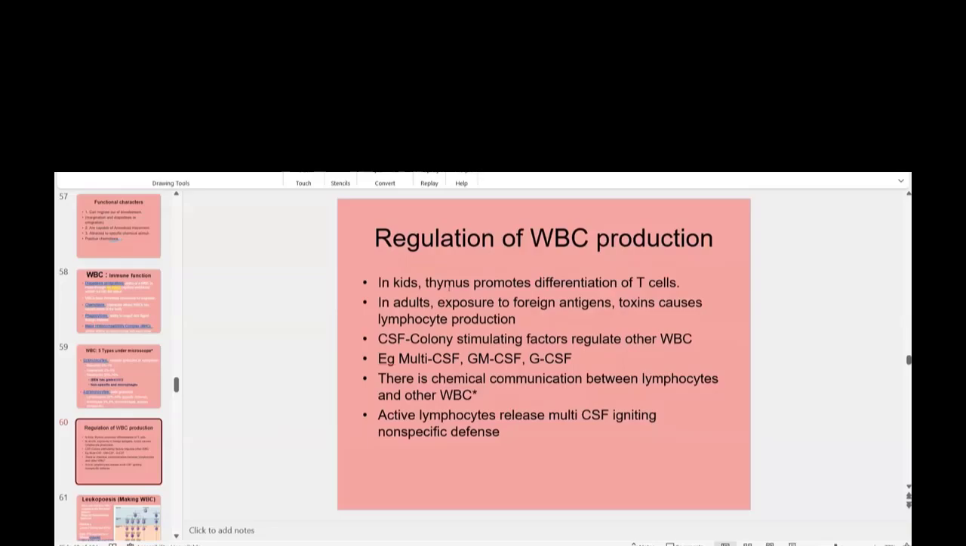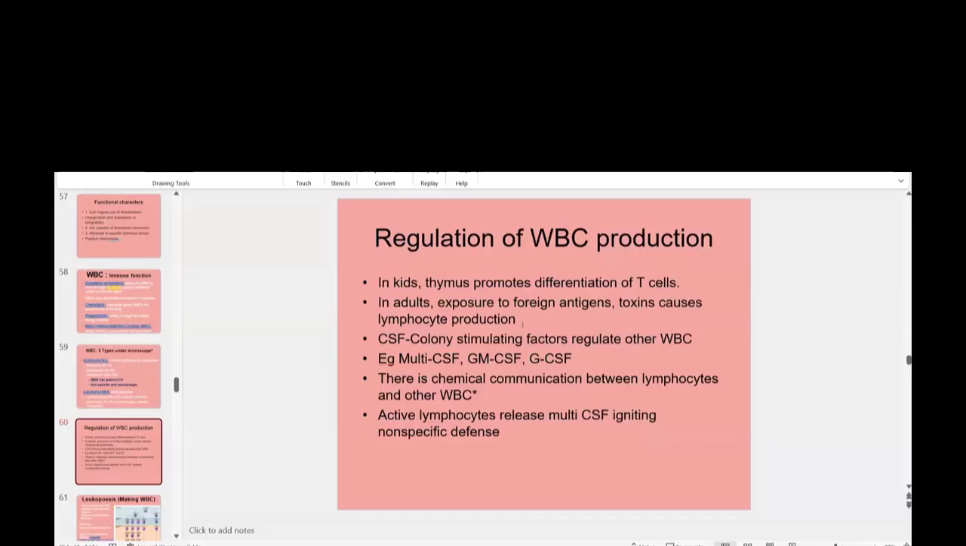That's one of the reasons why, when we are small, around age 5, 6, 7, we suffer a lot of infections: our immune system has not developed that well. In adults, exposure to foreign antigens and toxins causes lymphocyte production. So here's the distinction. In kids, the thymus causes the differentiation of the T cells, whereas in adults, when foreign bacteria, pathogens, or toxic substances enter our body, they trigger lymphocyte production.